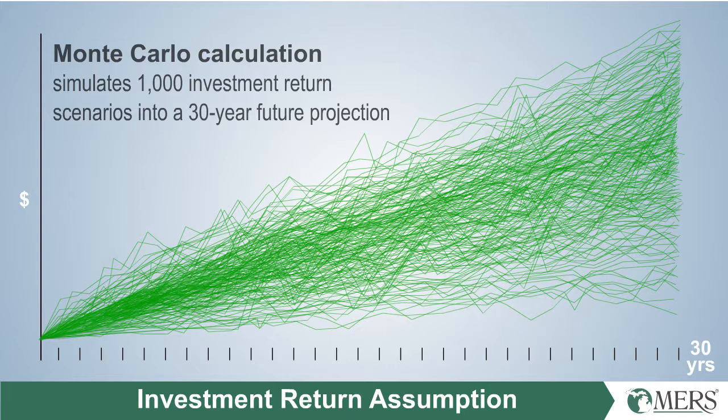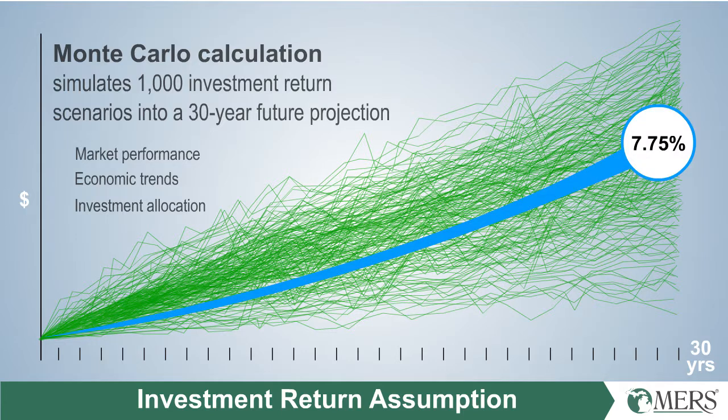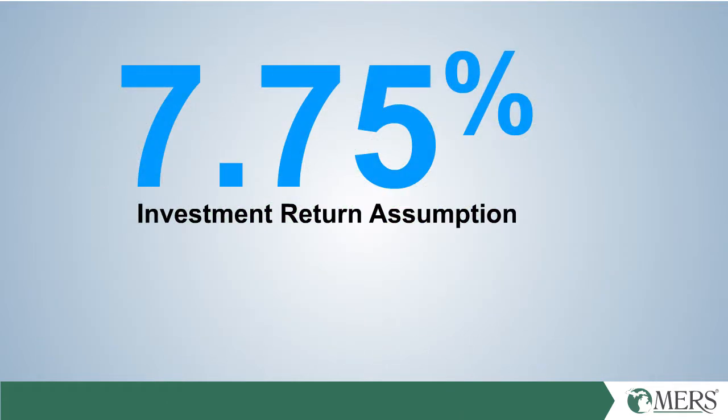These forecasts are based on a detailed analysis of investment market performance, forward-looking trends in the economy, and MERS investment allocation. After analyzing the probabilities of projected investment data, we compare our findings with standards throughout the pension industry and determine a rate of return that we're confident of reaching over a long-term horizon. Based on investment choices over the time period projected, MERS makes the investment return assumption 7.75%.